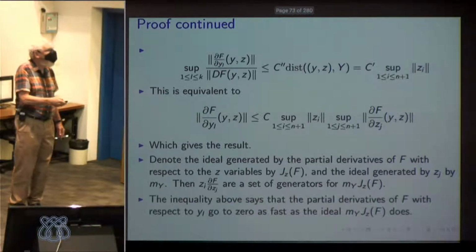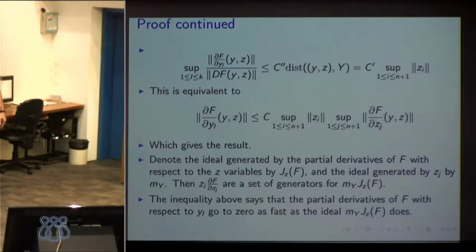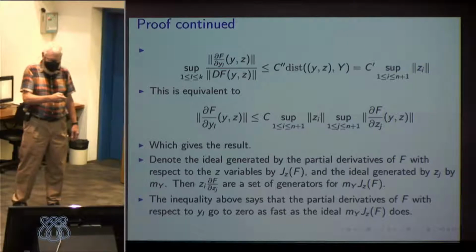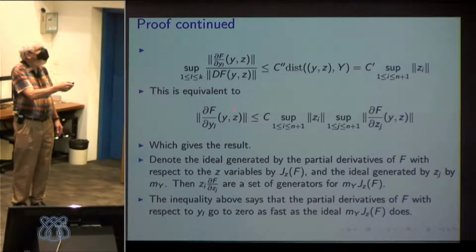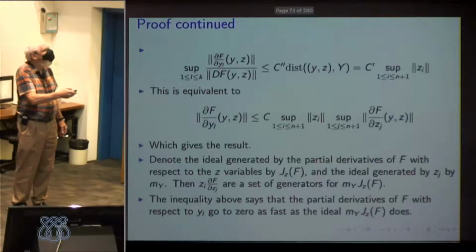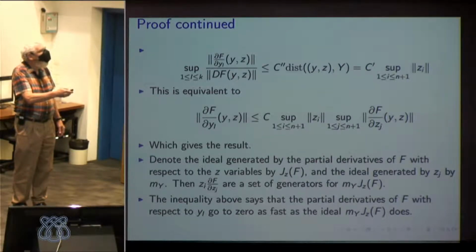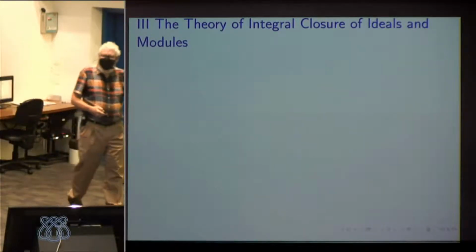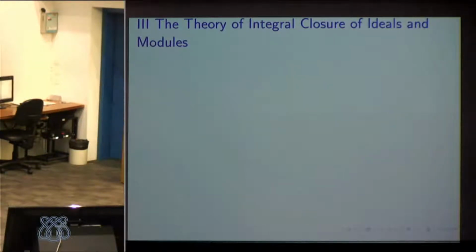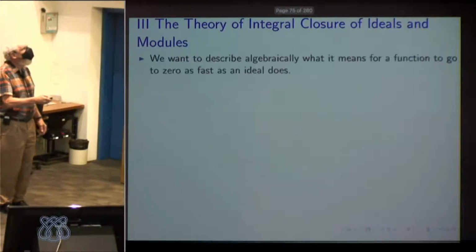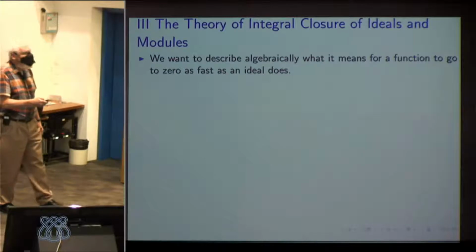And we ask the question, the inequality says that the partial derivatives of f with respect to y go to 0 as fast as the ideal does, because we see that the partials with respect to y are bounded by these generators. We had one more question to go. Okay, so anyhow, we want to ask, how do we know when an element goes to zero as fast as an ideal goes to zero? And this brings us to the theory of integral closure of ideals and modules. So this is what we're trying to describe. We want to do it algebraically.